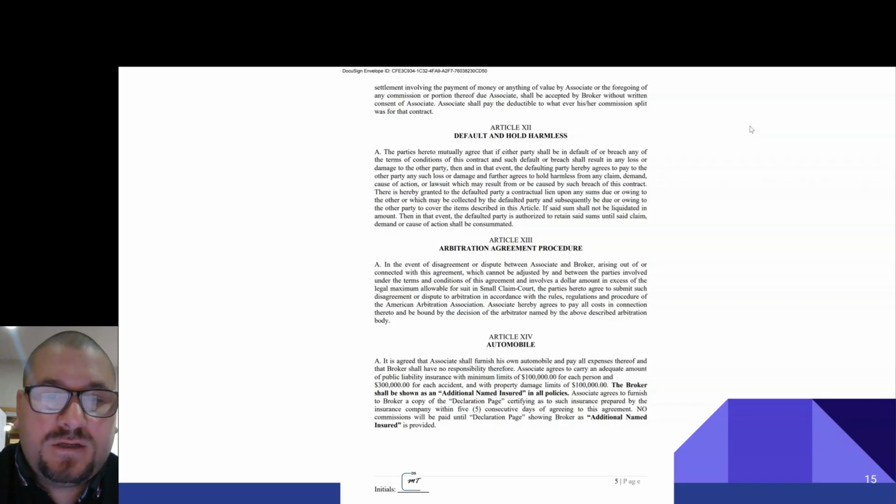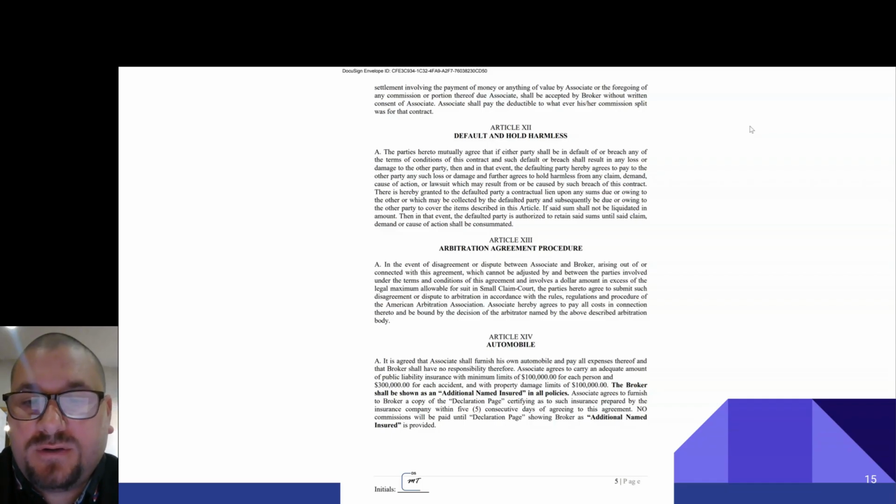Okay, Article 14, automobile. It is agreed that associate shall furnish his own automobile and pay all expenses thereof, and that broker shall have no responsibility therefore. So it is agreed that associate shall furnish his own automobile and pay all expenses thereof, and that broker shall have no responsibility therefore.